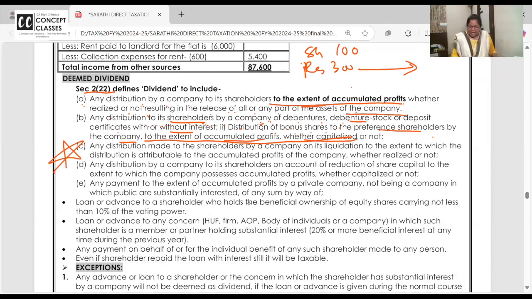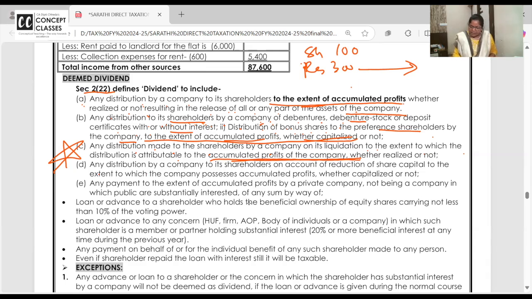Third, very popular. Any distribution made to shareholders by a company on its liquidation, to the extent to which the distribution is attributable to accumulated profit. Any distribution to shareholders on liquidation, to the extent to which it is attributable to the accumulated profits of the company. So company is going into liquidation. Shareholders, take your capital 100, take your reserves in any form out of accumulated profit, deemed dividend.